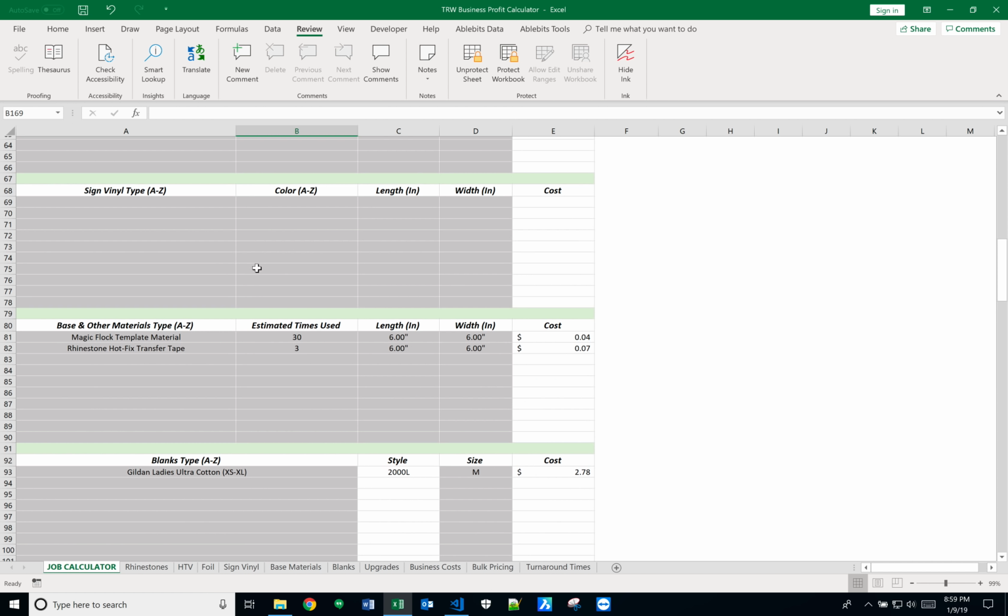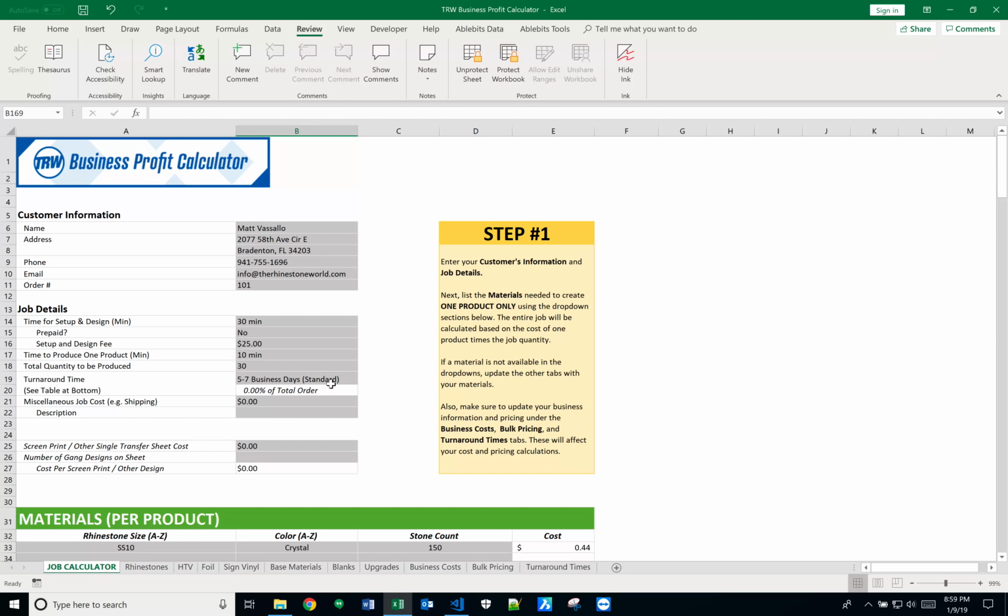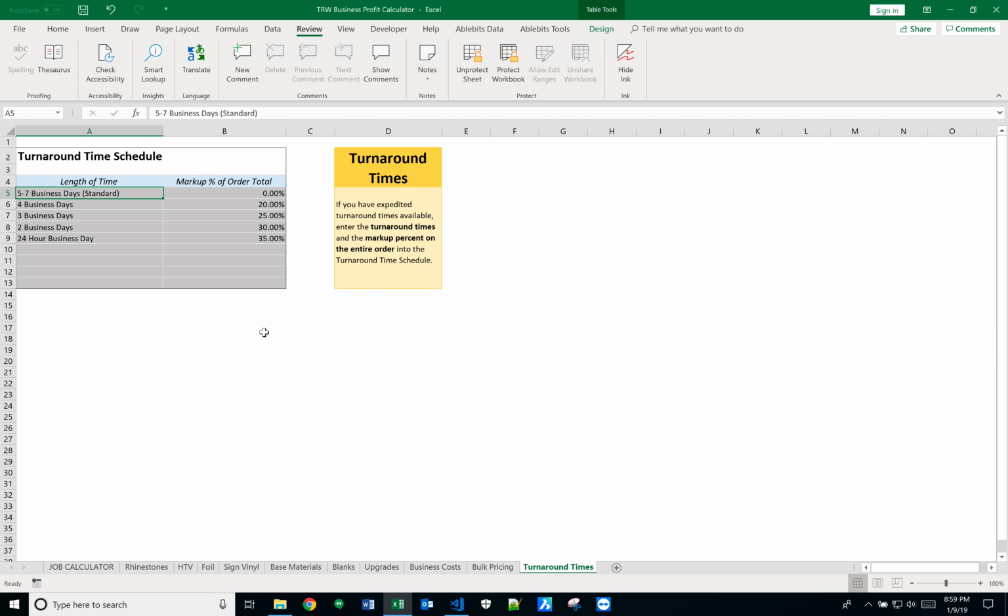Let's go ahead and also account for turnaround time. So let's say the customer needs it faster, okay? So at first we just did 5 to 7 business days, but let's say they need it in 3 business days. Well, kind of like bulk pricing, we added this turnaround time schedule here. So these values are already inputted for you. You don't have to change them if you don't want, but if you'd like to, you can.